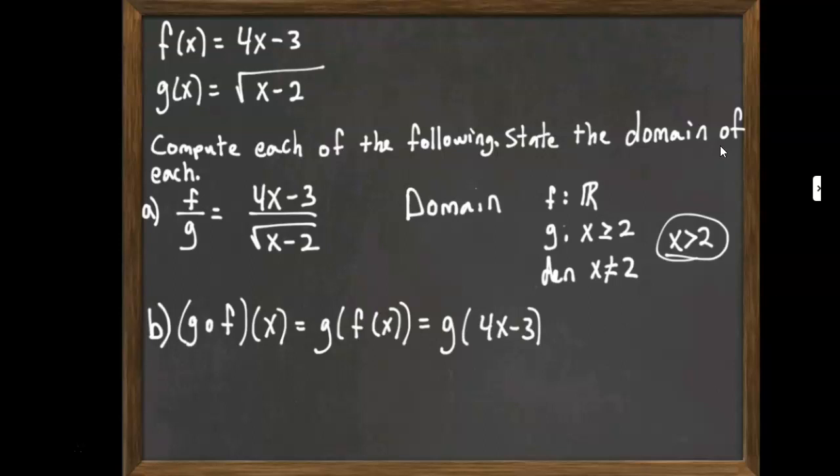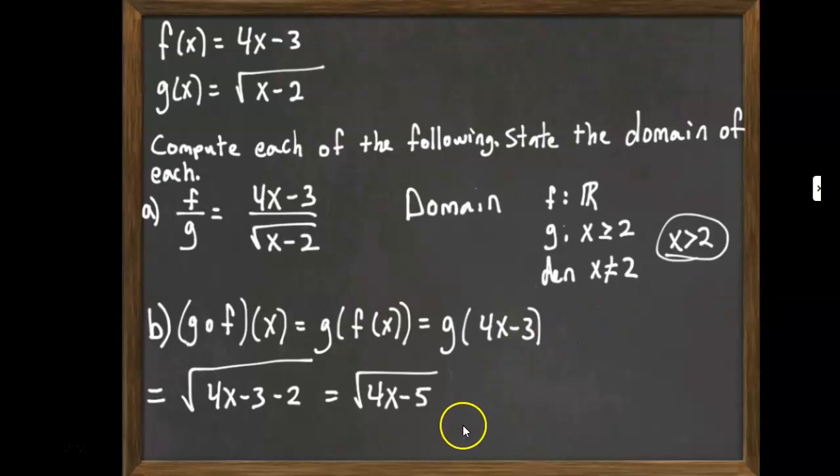So F is the function 4x minus 3, so we replace f of x with that. And then we go into the G function here, and we're going to replace the variable with whatever's on the inside. In this case, 4x minus 3. So that gets me to the function square root of 4x minus 3 minus 2. And then we simplify. And so now we have G circle F, or G of f of x. It's just the square root of 4x minus 5.